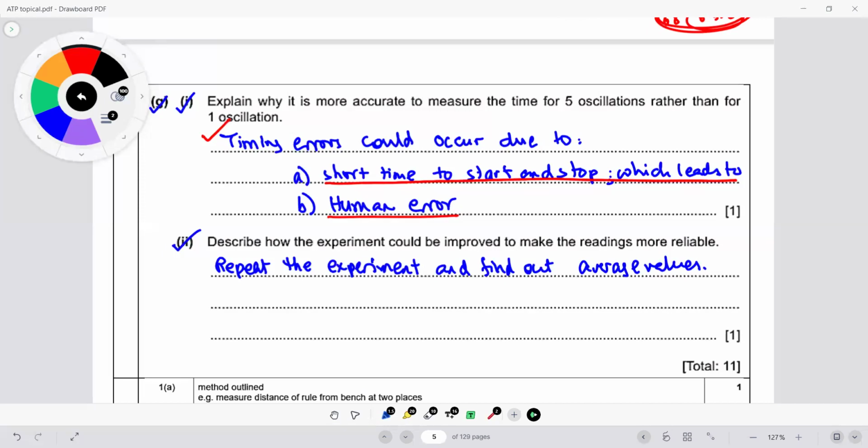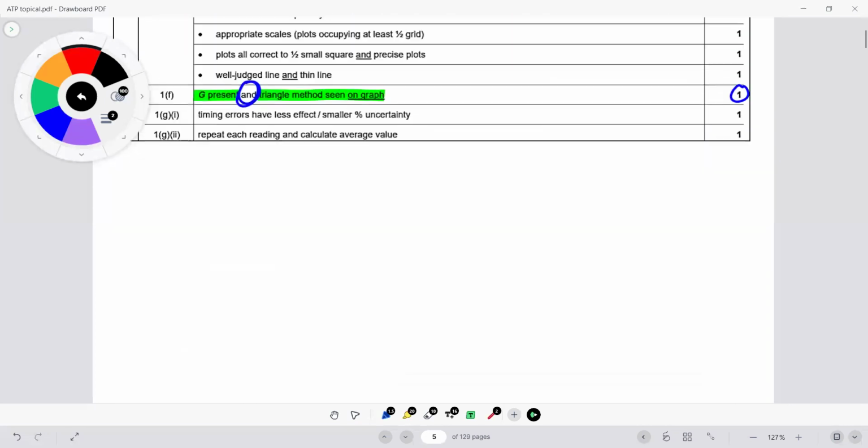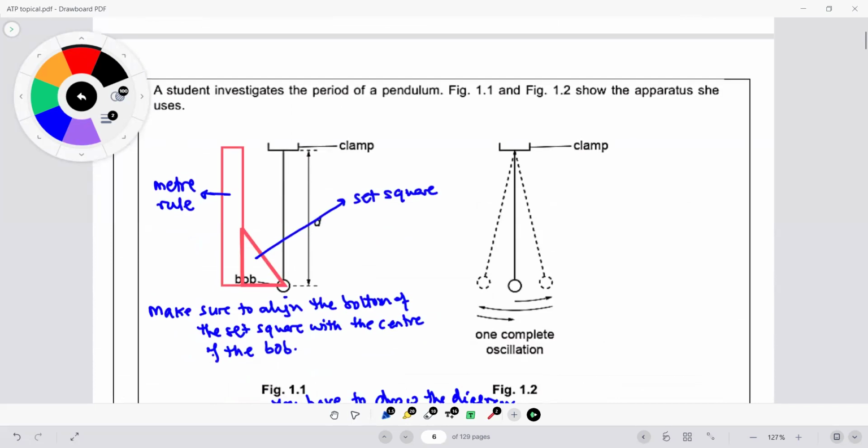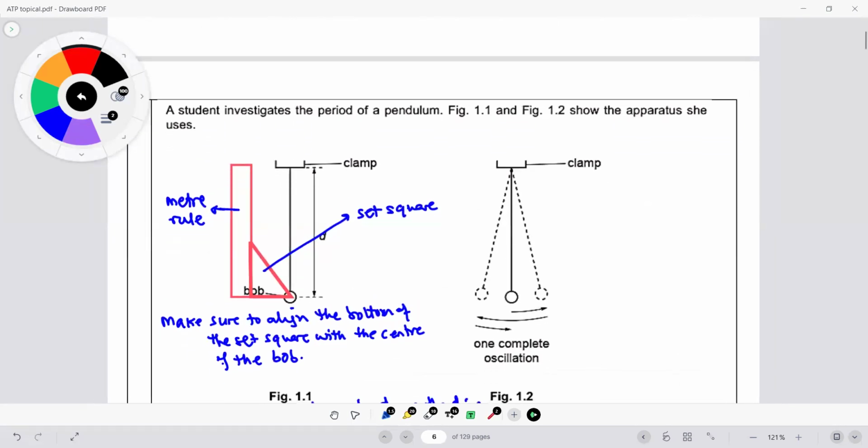So whenever you are doing a practical, you should always and always, to improve the accuracy of the experiment, repeat the experiment multiple times and find out average values of the results that you've gotten. So this was the end of first question. Let's move on to the second question. The second question is extremely important because there is a lot to learn in the second question.